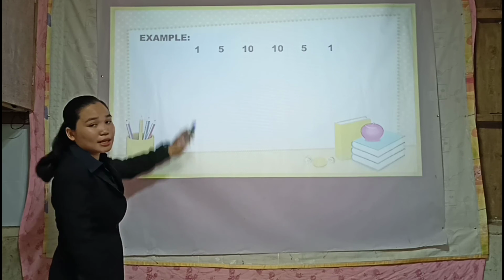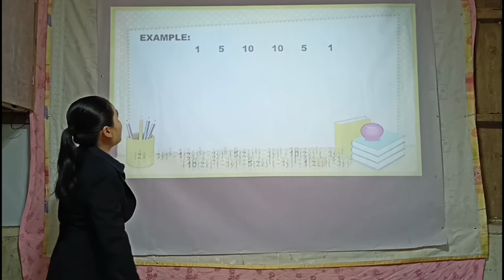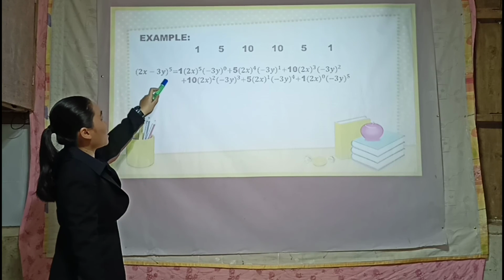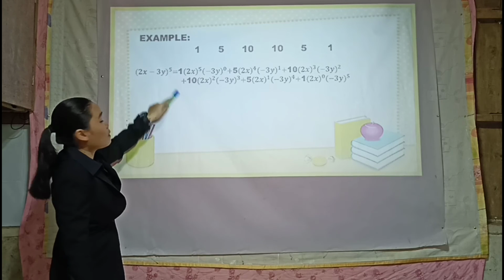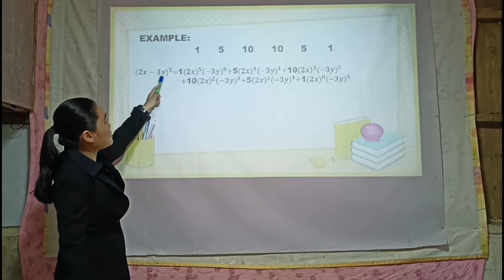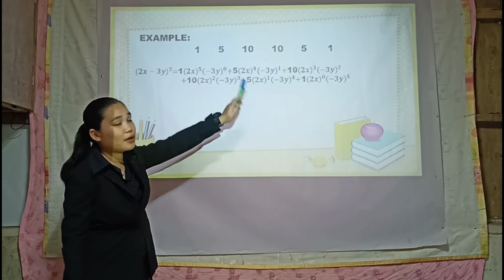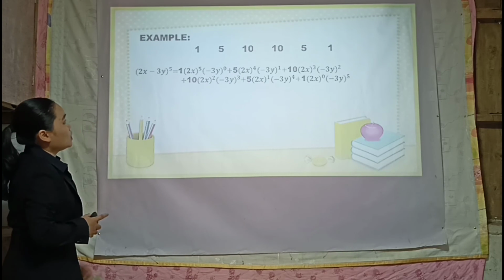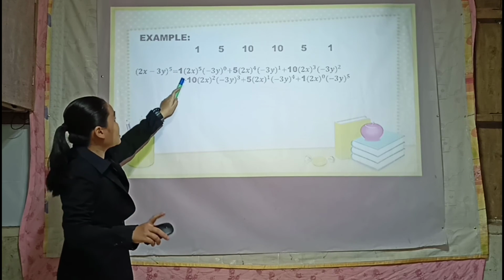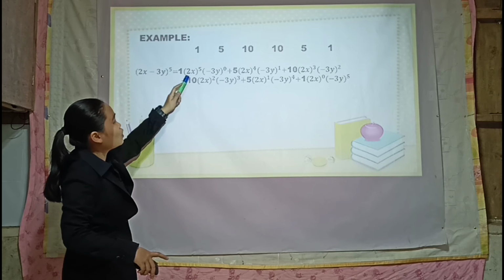We have 6 coefficients and that is 1, 5, 10, 10, 5, and 1, for this given expression, 2x minus 3y raised to 5. Since our n is 5, we have 6 terms because 5 plus 1 is 6. And for those 6 terms, the coefficients are 1, 5, 10, 10, 5, and 1 from Pascal's triangle. We use the row 5.